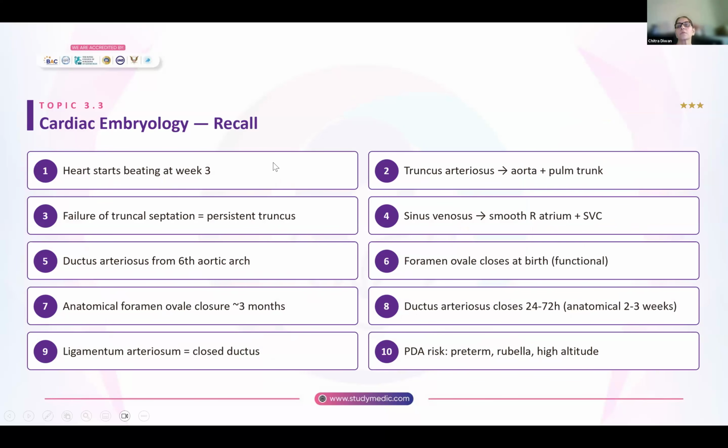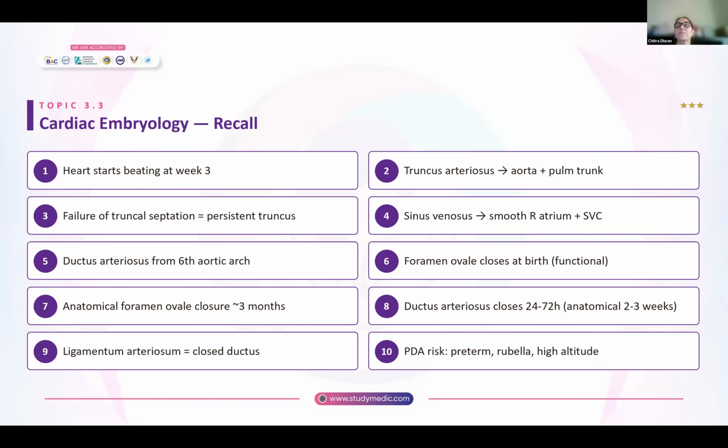Truncus arteriosus gives rise to the aorta and pulmonary trunk. Whenever there is failure of septation, you get a persistent truncus. The sinus venosus gives rise to the smooth part of the right atrium and the superior vena cava. Ductus arteriosus is a derivative of the sixth aortic arch.